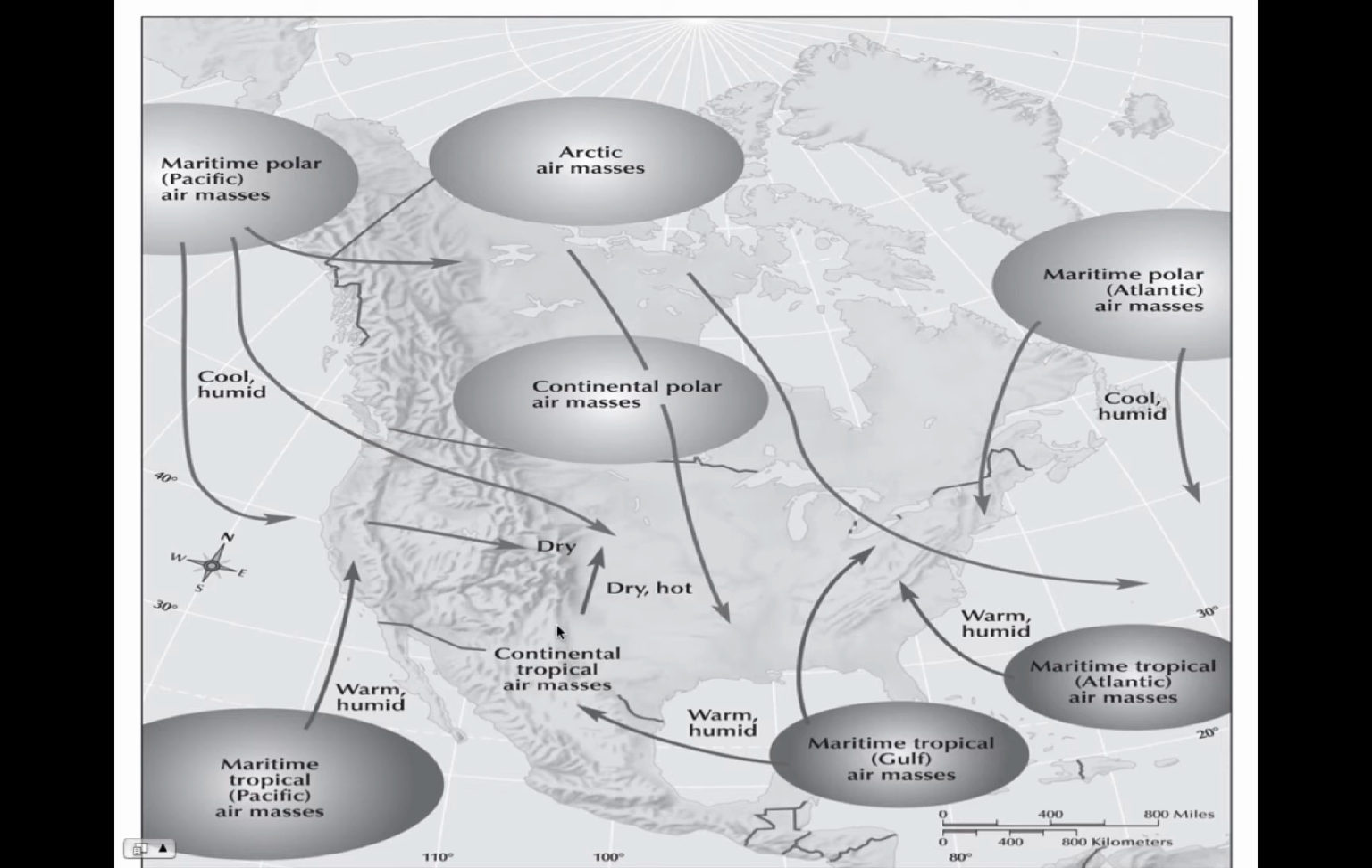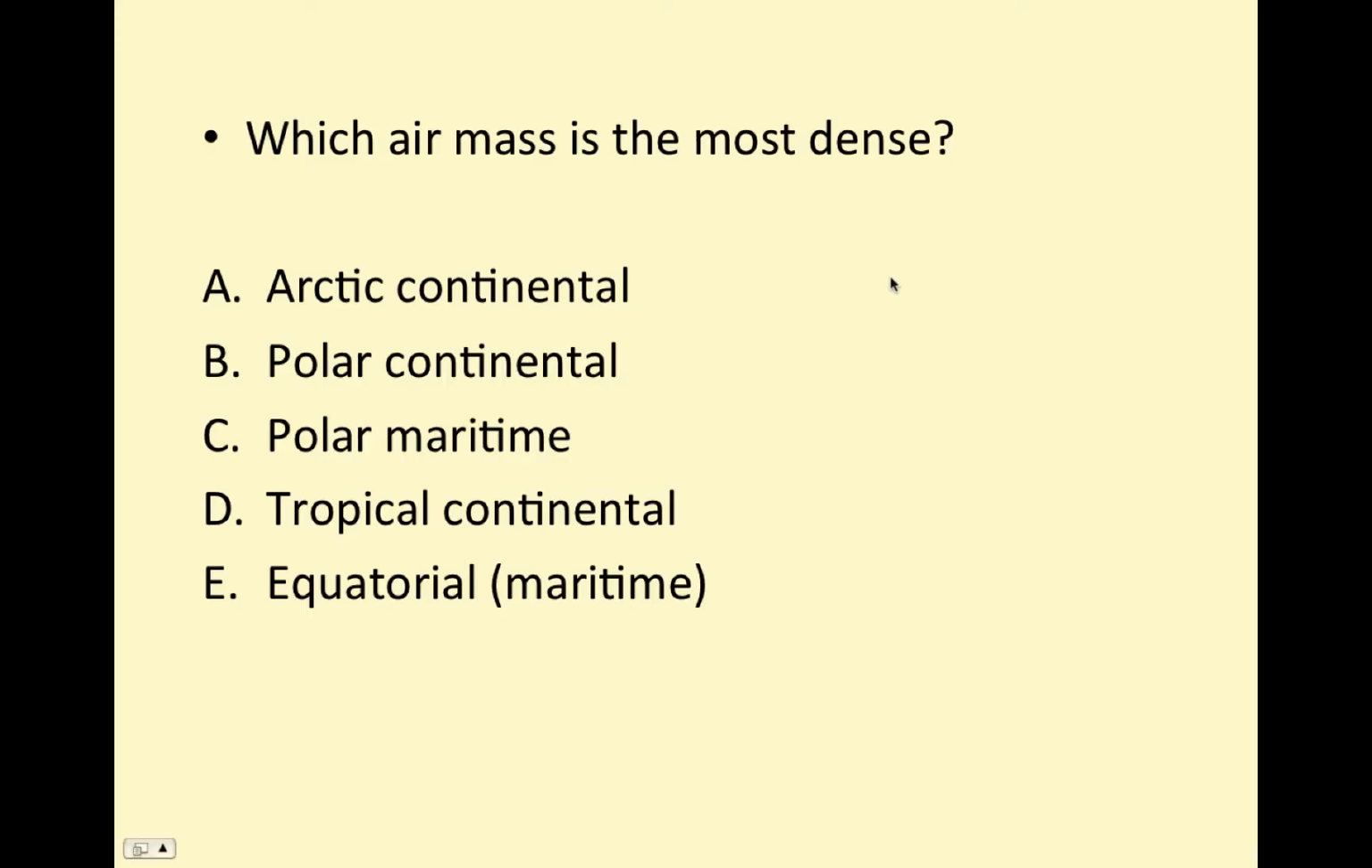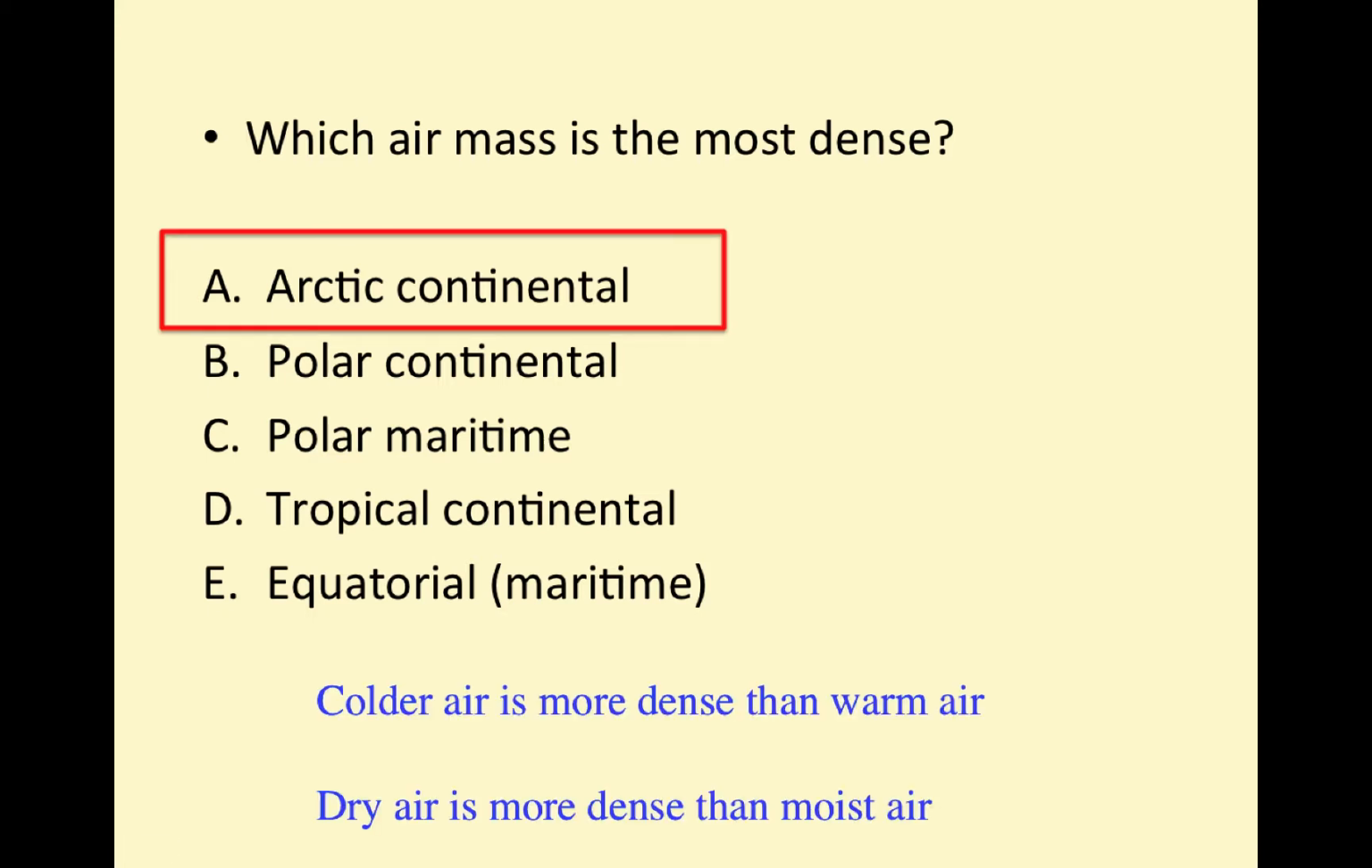The last one I'll note that actually is important for a number of weather-making processes are continental tropical air masses that form over the desert Southwest or even in the Mexican deserts as well. And these definitely impact Boulder's climate and Colorado's climate in general. All right, so which air mass is the most dense? Well, whenever you're thinking about density, like in the oceans, you're thinking about the temperature of the air. So anything that's colder is going to be more dense. In this case, the Arctic continental air mass would be the most dense. So colder air is more dense than warm air.